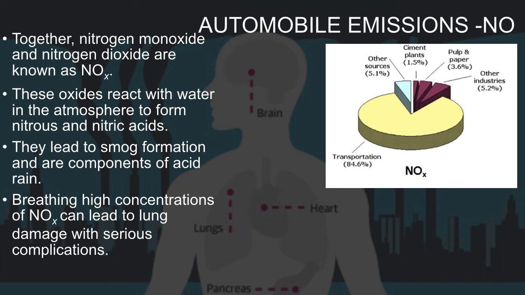Another concern from automobile emissions are those nitrogen oxides, so nitrogen monoxide and nitrogen dioxide. These gases will get into the atmosphere and react with water to produce acidic compounds that can then fall to the ground as acid rain. Additionally, breathing a lot of those nitrogen oxides into your lungs can cause very serious lung complications.